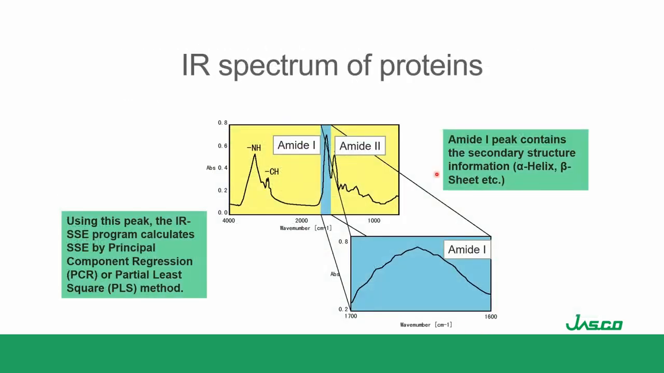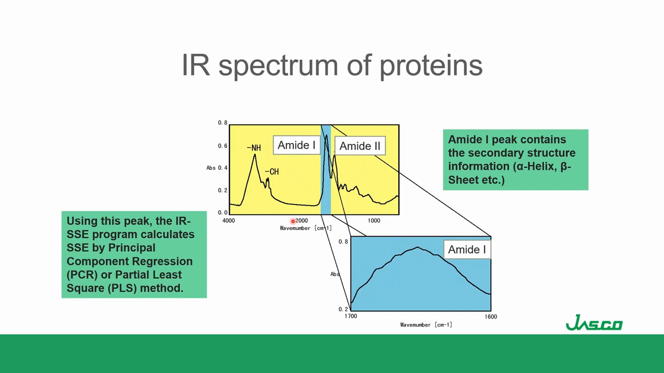So this is the IR spectrum of proteins. This is a standard IR spectrum. In the y-axis, we have absorbance. In the x-axis, we have wave numbers. For those that are not familiar with the IR technique, I invite you, as John mentioned, to come to our website and watch different webinars about the theory and instrumentation of IR.